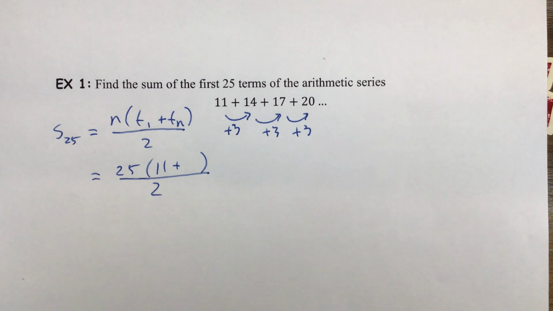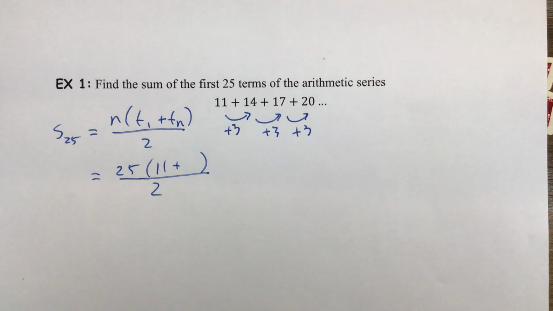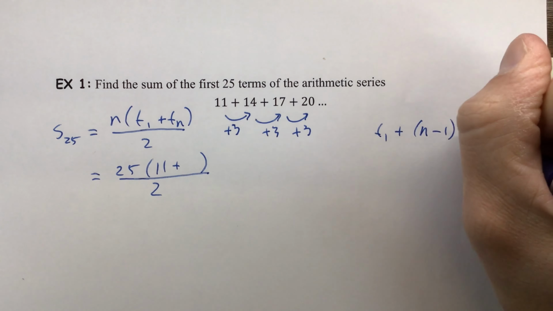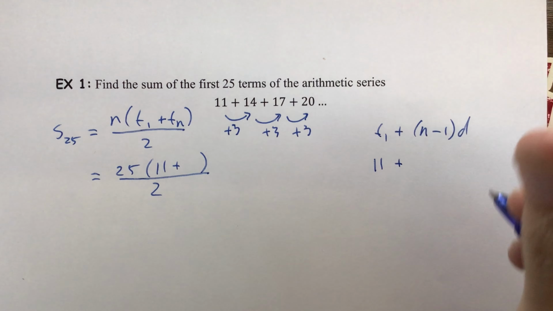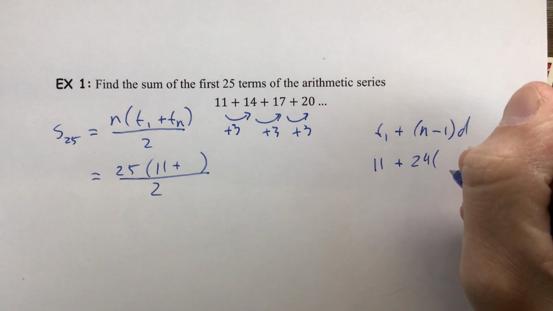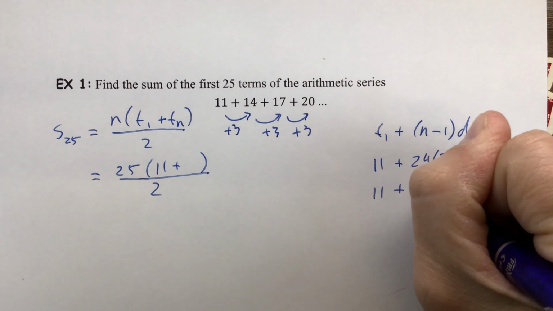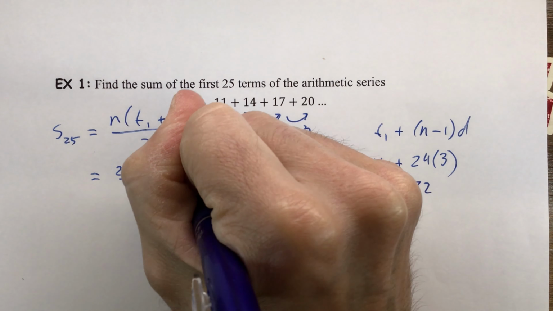Okay, so as a little bit of side work, what we need to do is figure out what would be the 25th term. Now, previously, we had learned how to find a term that would be further down the line if you had an arithmetic series. And to do that, you would take t1 plus n minus 1 times the common difference, d. Okay, so we have t1, right? That's 11. n minus 1 is going to be 24 because we want the 25th term. So it's going to be 24 times d, which is 3. Okay, so 11 plus 24 times 3, which is 72. You add those together, you're going to get 83, which is going to go here.